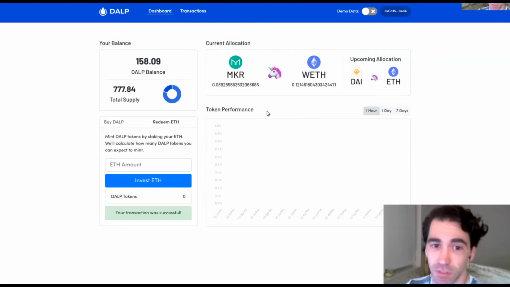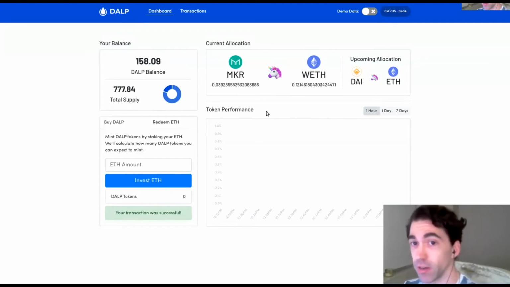If the DALP discovers a new pair that has a higher rating, it will remove liquidity from the old pair and swap to the tokens required for the new pair. As you can see, there's an upcoming allocation to DAI ETH.